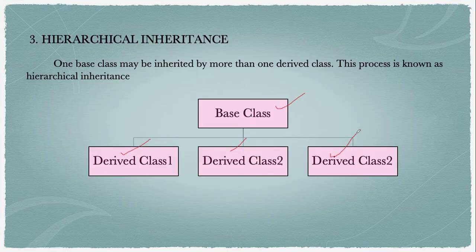That means there is one base class, but it is not saying that there must be only one base class. One base class's properties are derived or inherited in several derived classes. That concept we call hierarchical inheritance.